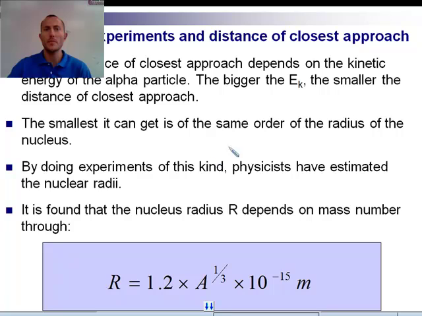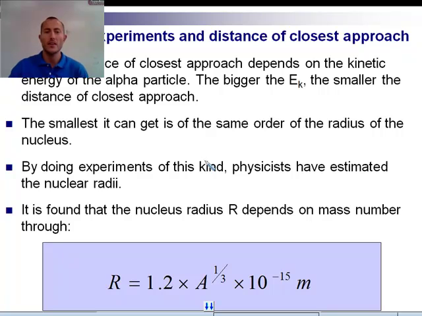Now if we increase the initial amount of kinetic energy, then the alpha particle is going to get closer and closer to the surface of the nucleus. And what we should see is that distance of closest approach gets smaller and smaller, but hopefully for obvious reasons it can't get any closer to the center of the nucleus than the order of magnitude that is the radius of the nucleus. And so by doing these experiments over and over, by increasing the amount of kinetic energy that those alpha particles start with, physicists have been able to estimate the radius of a nucleus.